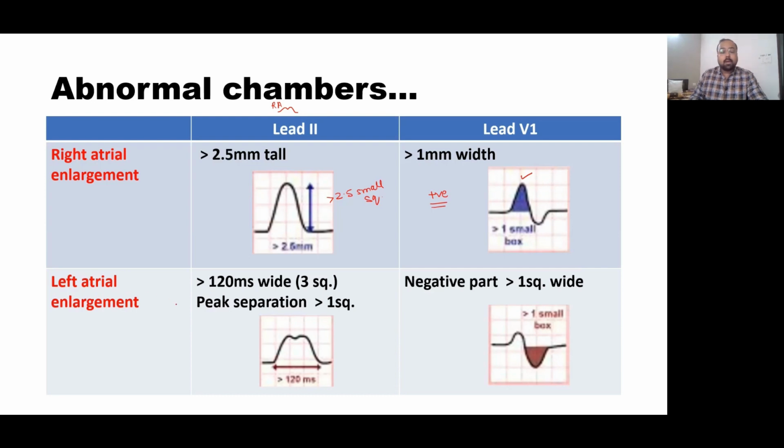In the case of left atrial enlargement, the width of the P wave increases to more than 3 small squares in lead 2, and the separation between the two peaks becomes more than 1 small square. So if you see this kind of morphology, this is suggestive of a left atrial enlargement. In lead V1, the negative component becomes more prominent in the form of increased width of more than 1 small square. So if you see these findings, it is suggestive of a left atrial enlargement.